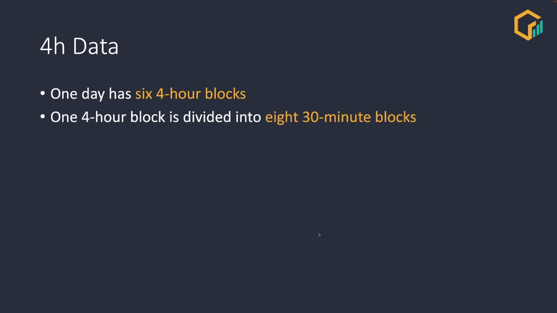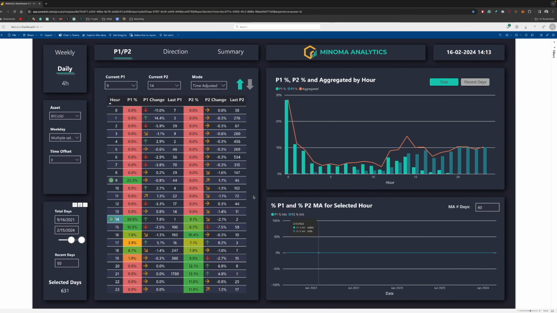So the way we do that is that we divide the 4-hour block or the 4-hour candle into 30-minute blocks. So we're looking at in which 30-minute candle within the 4-hour candle the P1 and P2 are being put in. So what does that look like on the charts?